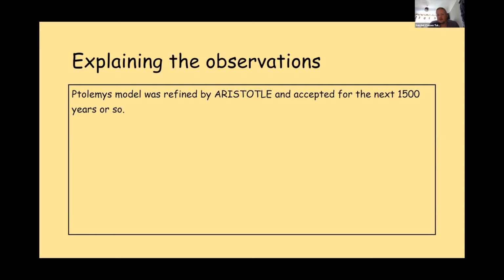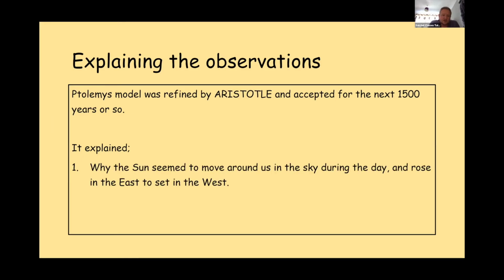Ptolemy's model was refined by Aristotle and accepted for the next 1500 years or so. It explained why the sun seemed to move around us in the sky during the day and rose in the east and set in the west. It was constantly going from that point in the sky to that point. It went around us. This must be because the sun was moving around us. It also explained why we had day and night. If the sun was moving around us, then when it's on our side, daytime, when it's around the other side, nighttime.